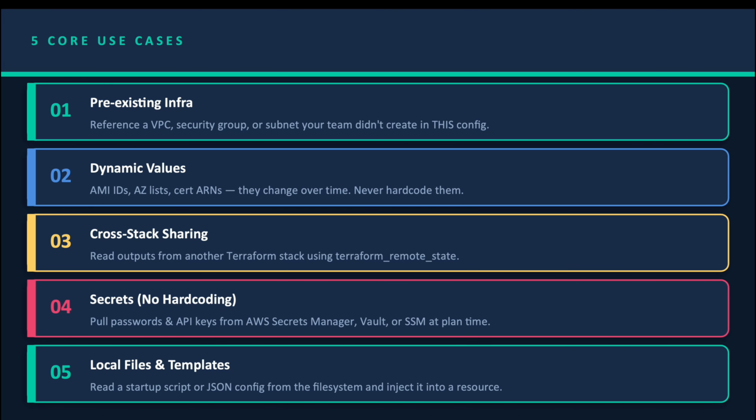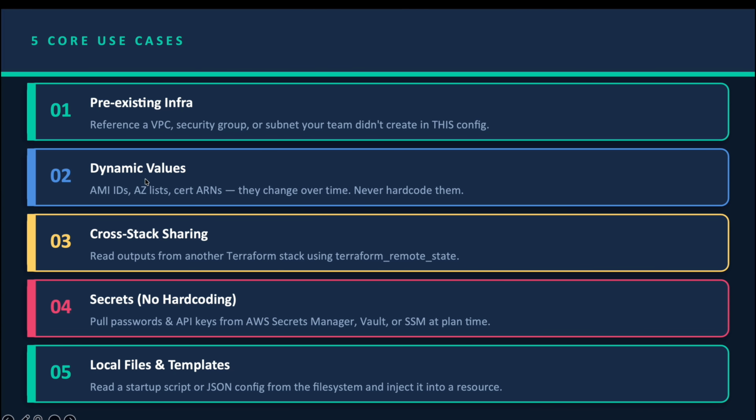Okay, core use cases. When should you actually use data sources? There are 5 scenarios. First one is pre-existing infra. Someone else created a VPC or security group. You don't own it, but you need to reference it, so use a data source. Like we have some members in the team and someone else, like the networking team, created the VPC, and I want to use it. So I will use the data block, fetch the VPC ID and use it in my Terraform.